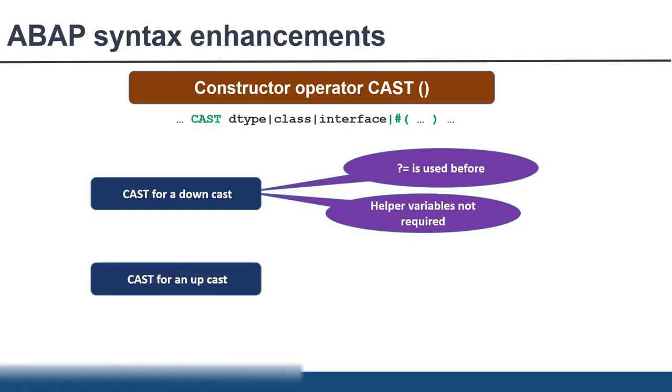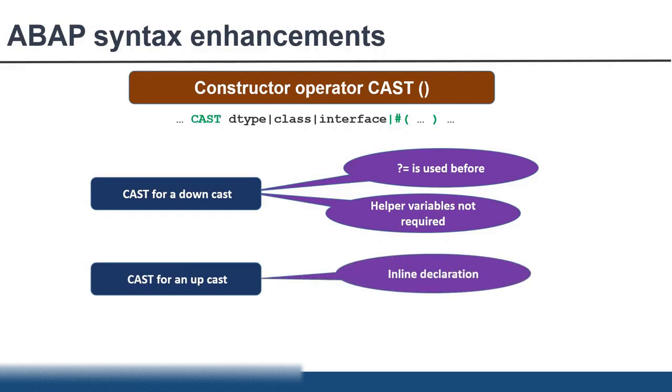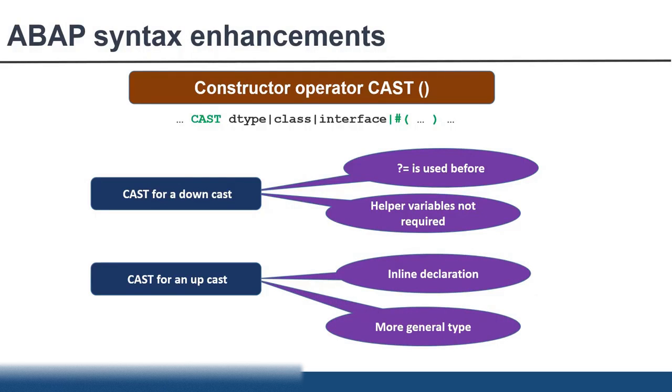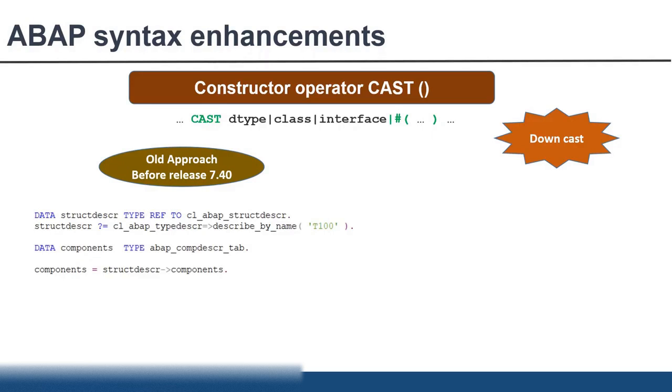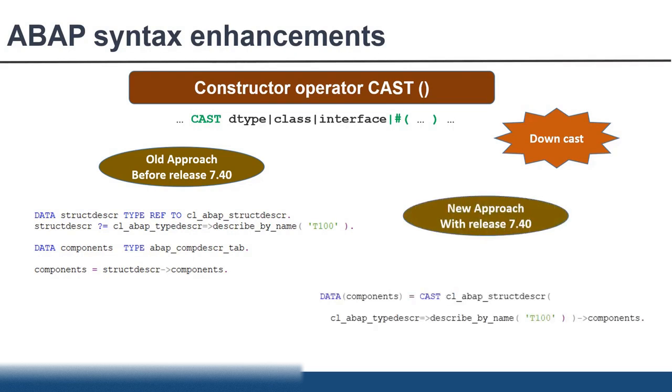You can use CAST for an upcast. For example, with an inline declaration in order to construct a more general type. Here you can see a common example where a downcast is needed. Here, with the old approach, to use old operator, a helper variable is required. With the new approach, you can write a component selector directly behind the cast type.